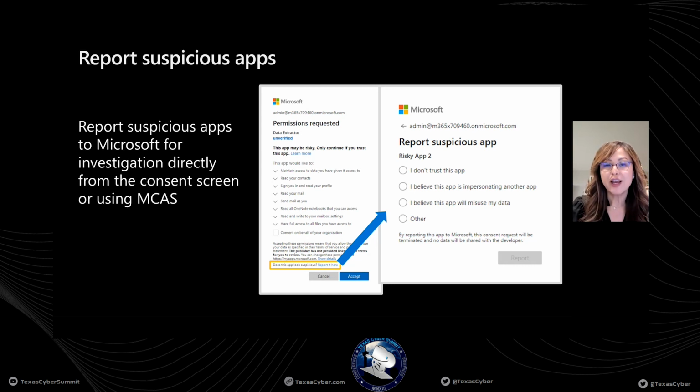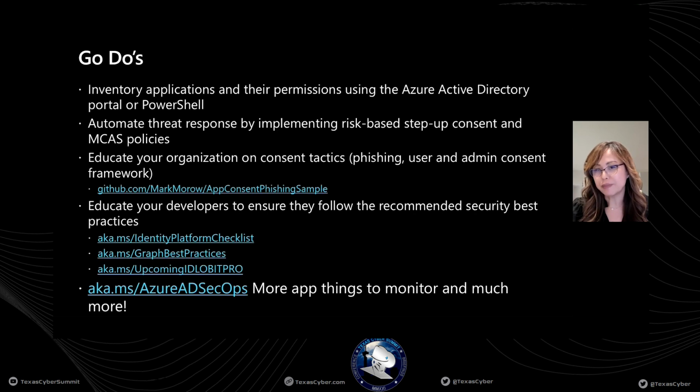All right. So let's recap on some go-dos here, shall we? Well, first go back to the bare minimum. Run that PowerShell script. Look at your applications. Look for those dangerous permissions. Look for those risky users. Investigate, fix it, set the right permissions. Do inventory of your applications and their permissions. It is always important to know what is in your environment.